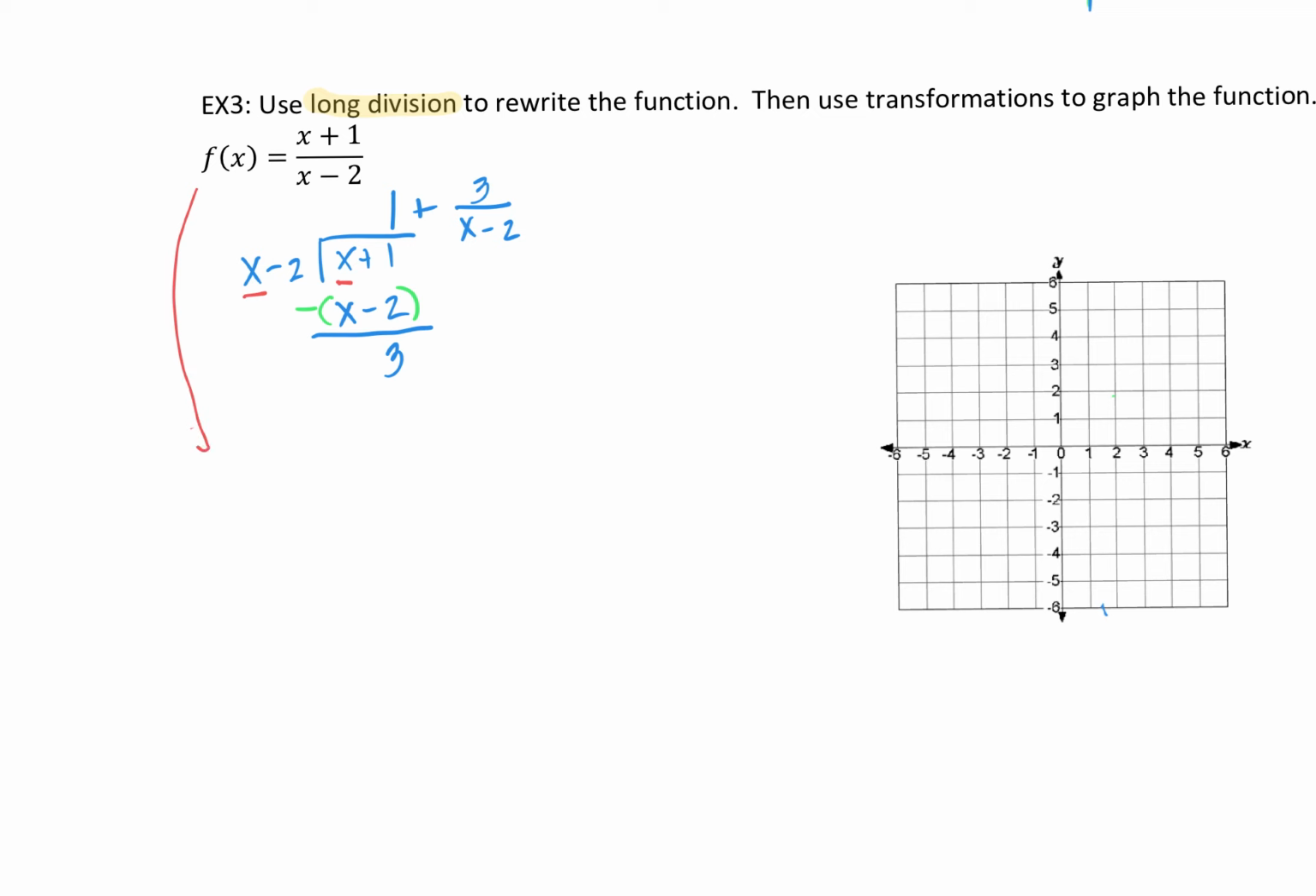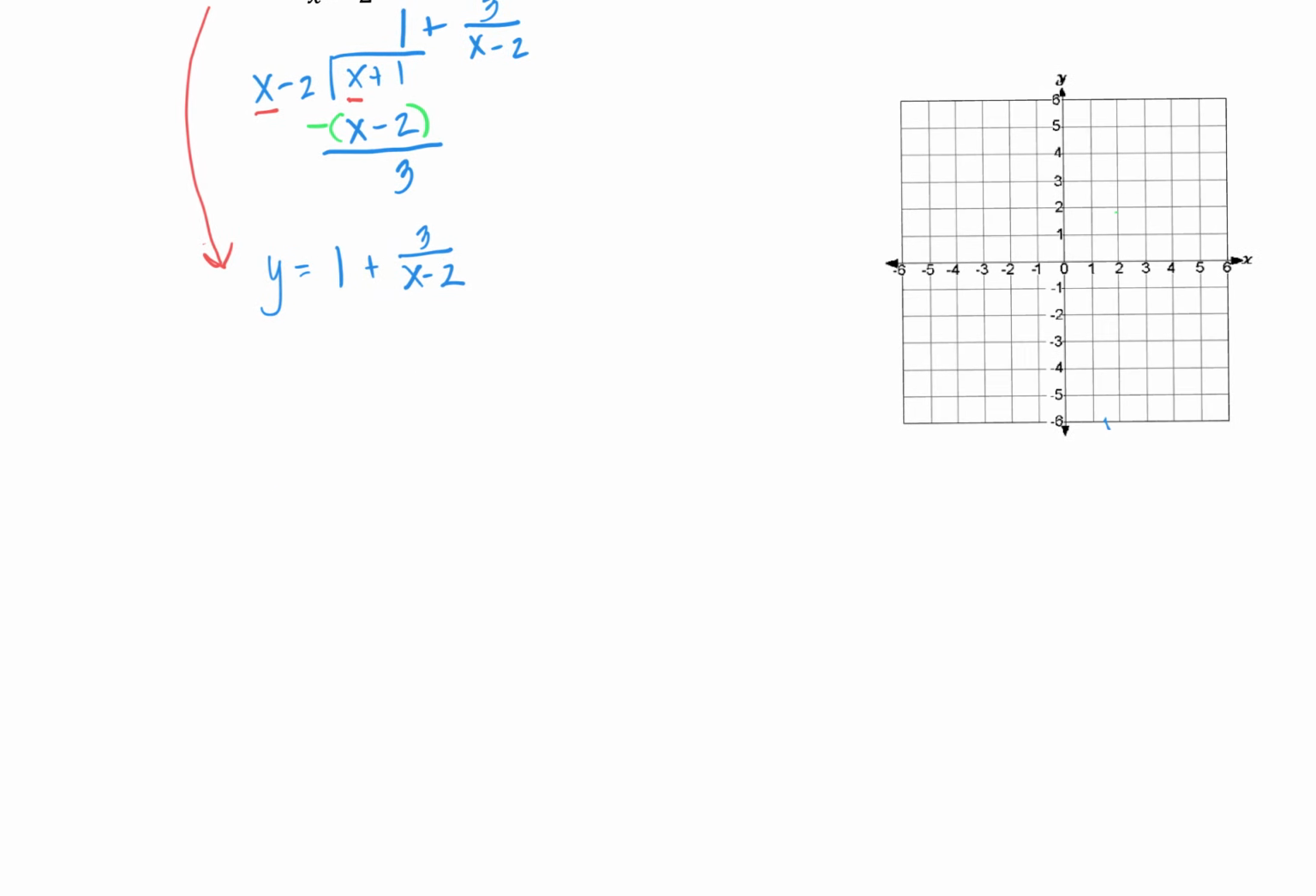So I can rewrite this function, and I'm just going to use y, as y equal to 1 plus 3 over x minus 2. I'm going to rearrange this so that I can clearly see what my transformations are. So I'm going to switch the 1 with the 3 over x minus 2. But I'm also going to factor out the 3 from the numerator, and in parentheses write 1 over x minus 2. And you don't have to do this. But now how it's written, it's easier for me to see all my transformations.